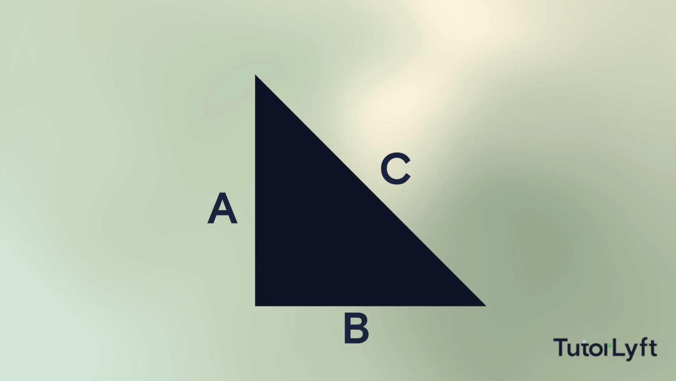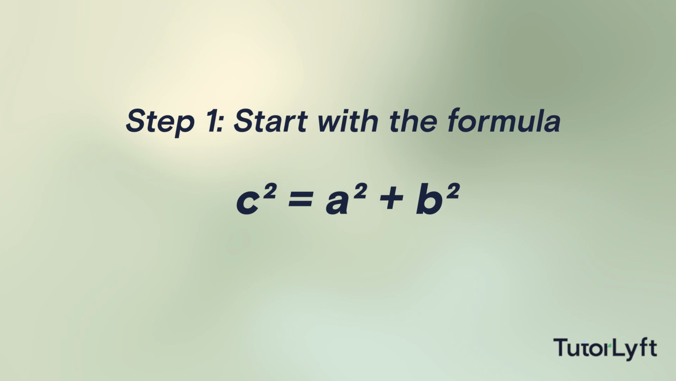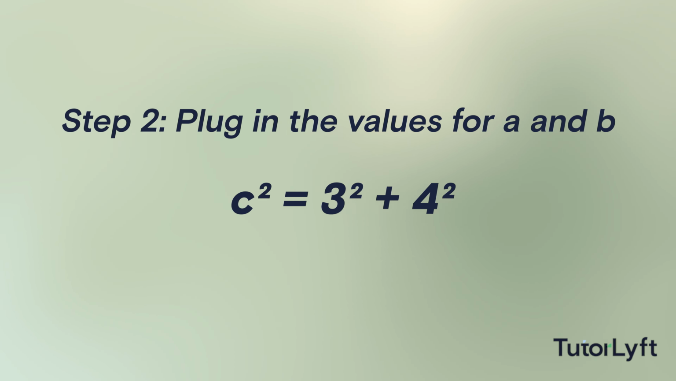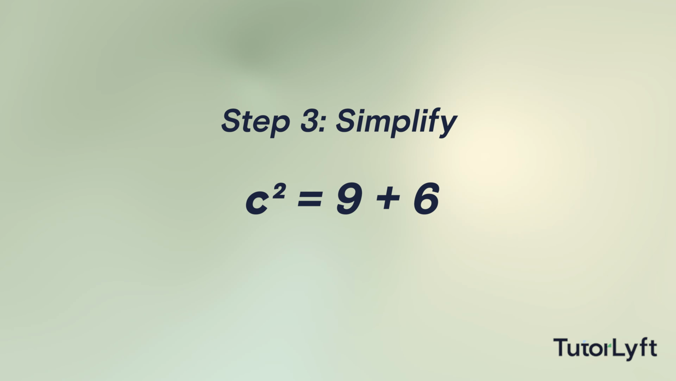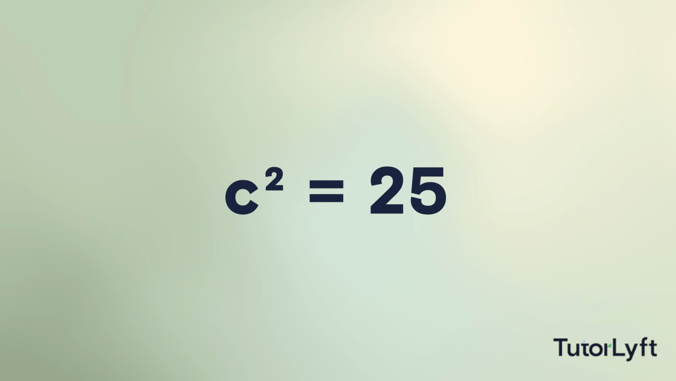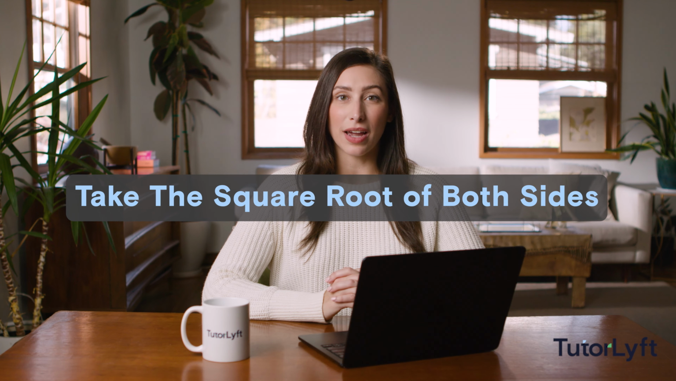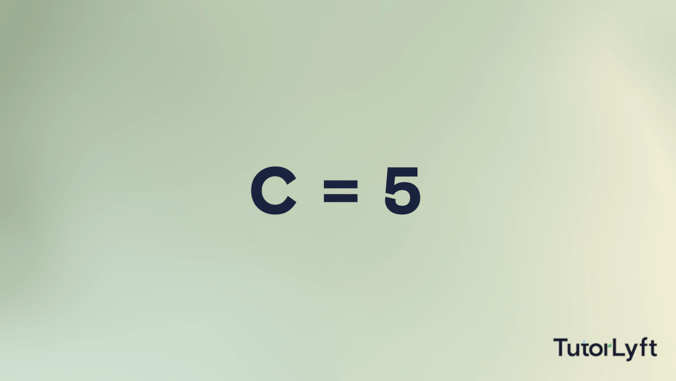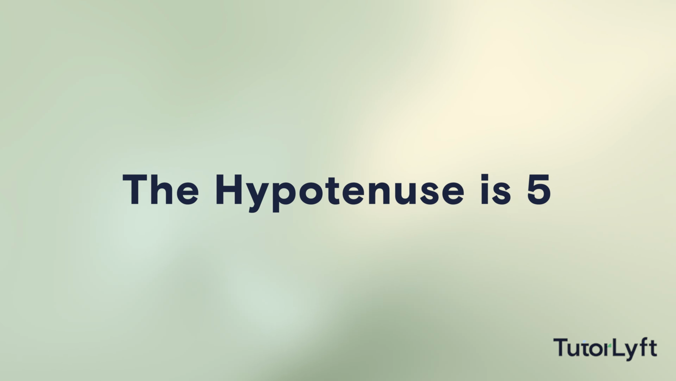Here's a right triangle where A equals 3 and B equals 4. And we want to find the length of the hypotenuse, C. Start with the formula. C squared equals A squared plus B squared. Plug in the values for A and B. C squared equals 3 squared plus 4 squared. Simplify. C squared equals 9 plus 16. C squared equals 25. To find C, take the square root of both sides. C equals the square root of 25, so C equals 5. The hypotenuse of this triangle is 5.